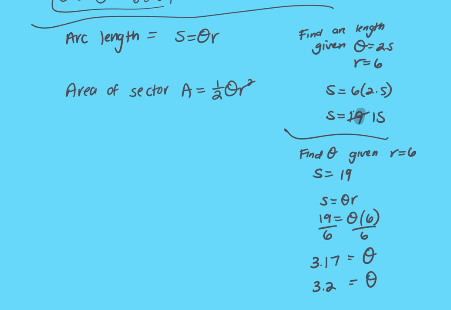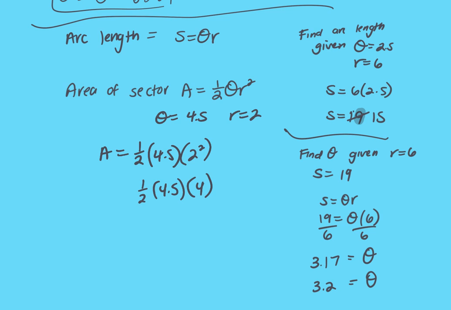All right, then area. Same thing. You could get given theta is, I don't know, 4.5, and your radius is 2. So I'd get area equals 1/2 times 4.5 times 2 squared. So 1/2 times 4.5 times 4, and you can use your calculator to multiply that whole thing out. And you'd get 9. Duh, because 1/2 of 4 is 2. And whatever the unit squared, if they gave you units.